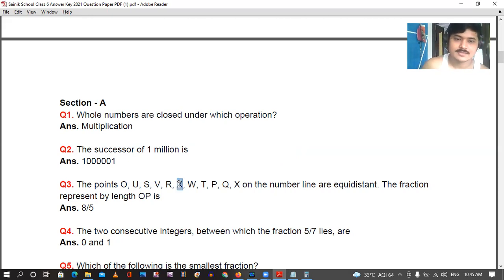See here, x and x are repeated. Okay, so x to x, what is the distance? 1 2 3 4 5. So this is 5. Okay, and from O to P, what is the distance? 1 2 3 4 5 6 7 8. So remember this, these are a kind of a circle thing. Whenever you have to find the fraction, find O to P distance, which is 8, divided by the circular fraction.